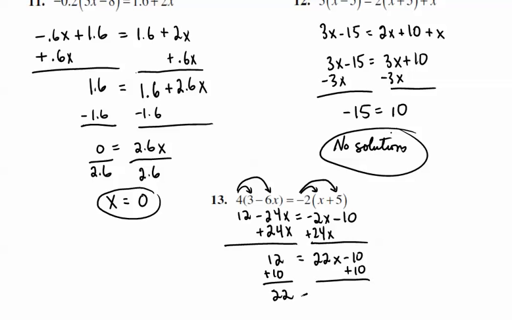That gives me 22 is equal to 22x. Divide both sides by 22. And so x is simply equal to 1 in this case. And that'll do it for our equation problems. We'll go on to solve some word problems next, but that'll do it for now.